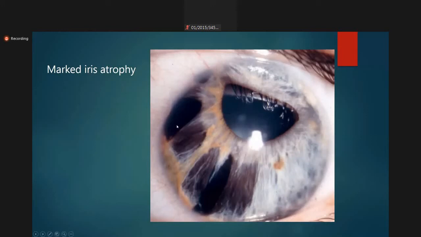Atrophy may also be due to cataract surgery. Suppose an instrument touches the iris, or during phaco, the phaco probe touches it, it causes atrophy. So this condition is showing marked atrophy of the iris.